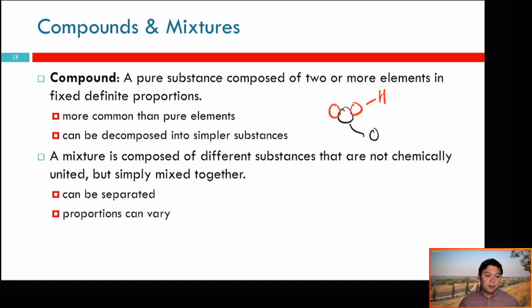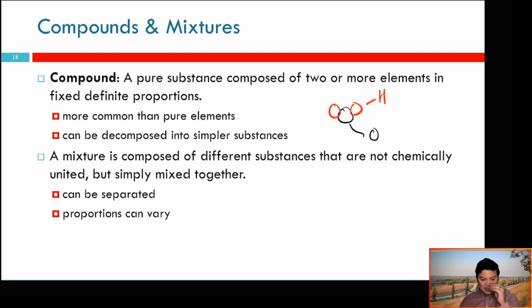So a mixture, to take it from a compound to a mixture, is composed of different substances that are not chemically united, but simply mixed together. Stir fry is kind of the example that comes to my mind, right? So if you're adding in broccoli, you're adding in corn, or little baby corns, you're adding in carrots, all of these different things. They're not chemically bonded together. They're just physically mixed together.